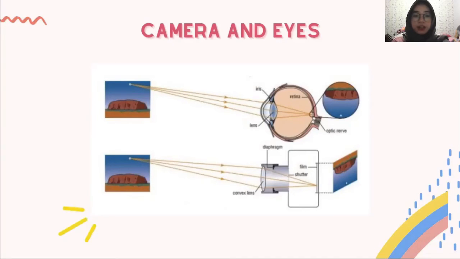And both have a regulator of incoming light. In the eyes it is the pupil, while the camera uses a diaphragm.